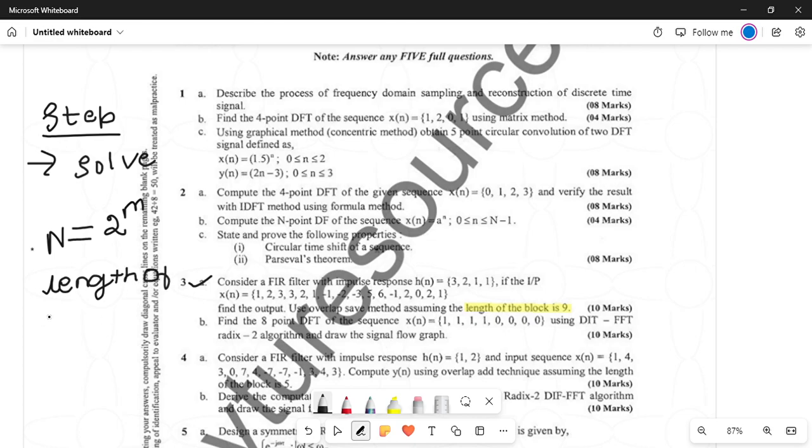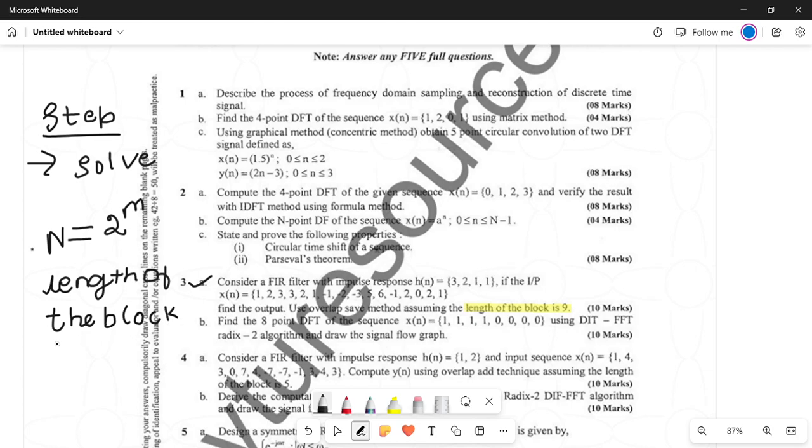Here a terminology comes into existence. First of all, you need to understand each and every terminology as well as how it is represented. So the terminology for the length of the block is n. I say my length of the block as n.